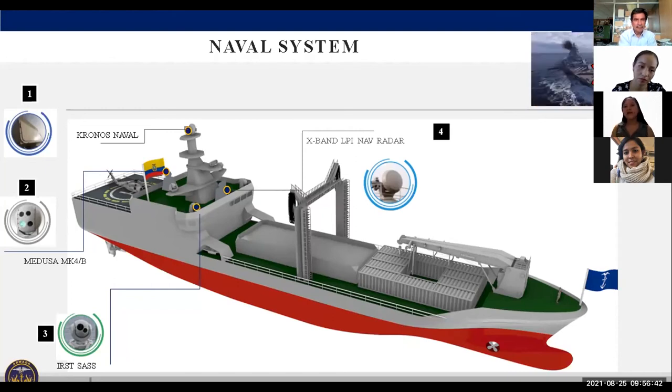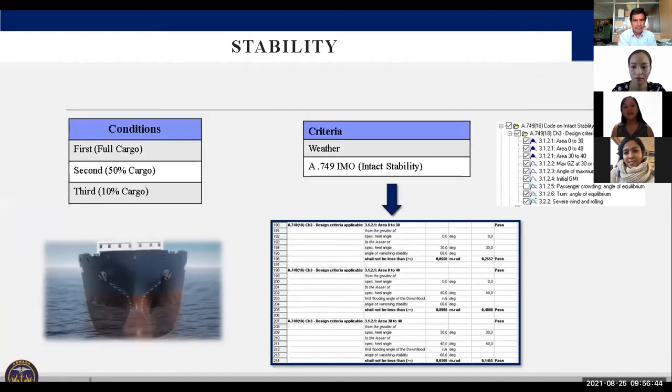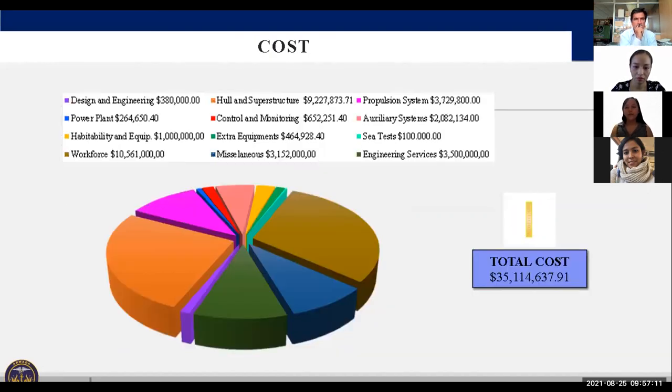In this part, we have the stability. We employ three conditions. The first is full cargo, the second is 50% cargo, and finally 10% cargo. The criteria that we use are the weather criterion and intact stability, IMO. This is with a code 749.